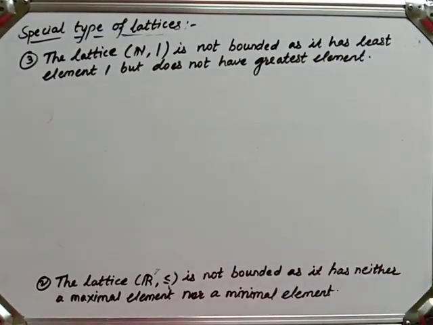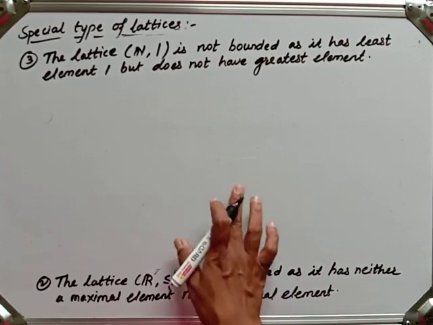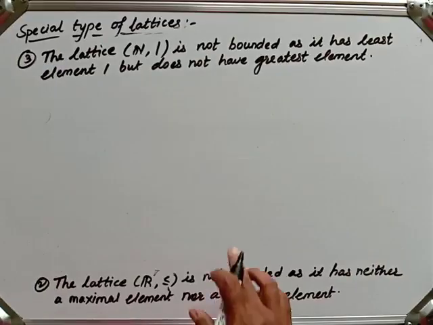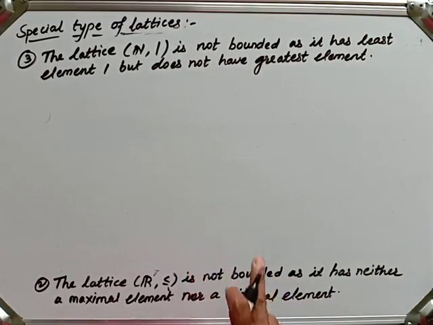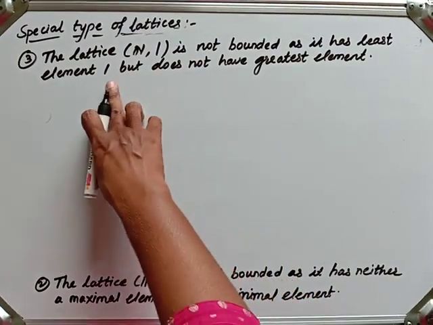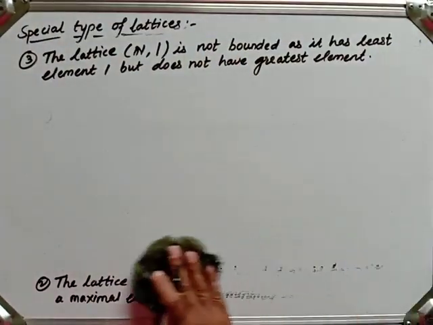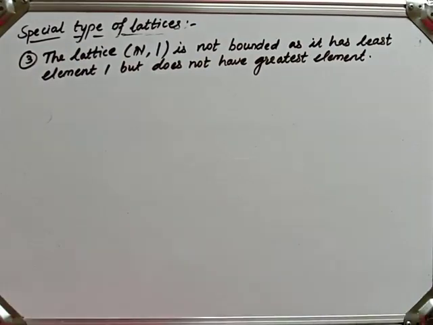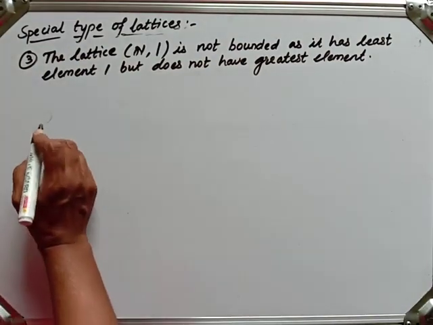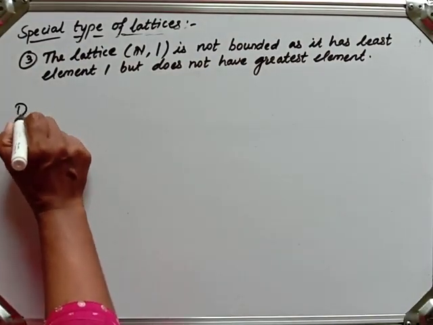Now this is about the bounded lattice. If the lattice has a maximal element and a minimal element, then it will be bounded. If it doesn't have a maximal element and a minimal element, then it is not bounded. And if it has only one of them, still it is not bounded. If both are present, then and only then it is bounded. Otherwise it is not.